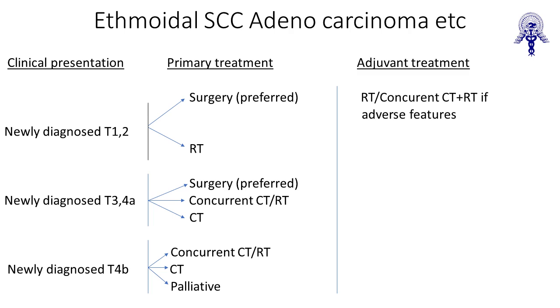Any role of adjuvant treatment, radiotherapy or concurrent CTRT, if there are adverse features, post-operative adverse features? What do you mean by post-operative adverse features? Means the pathologists are giving you a report from the histopathological diagnosis. You have to say that there are adverse features, so I have to go for adjuvant treatment. Any idea?